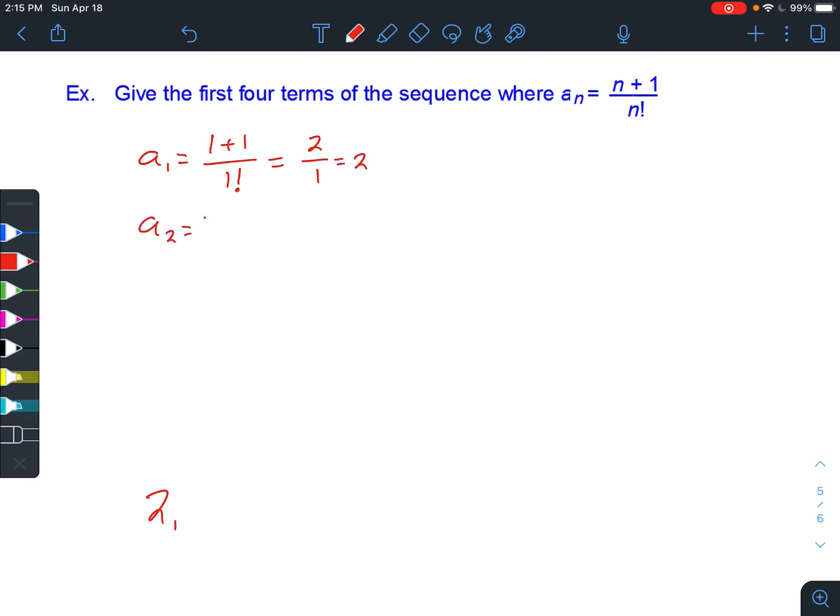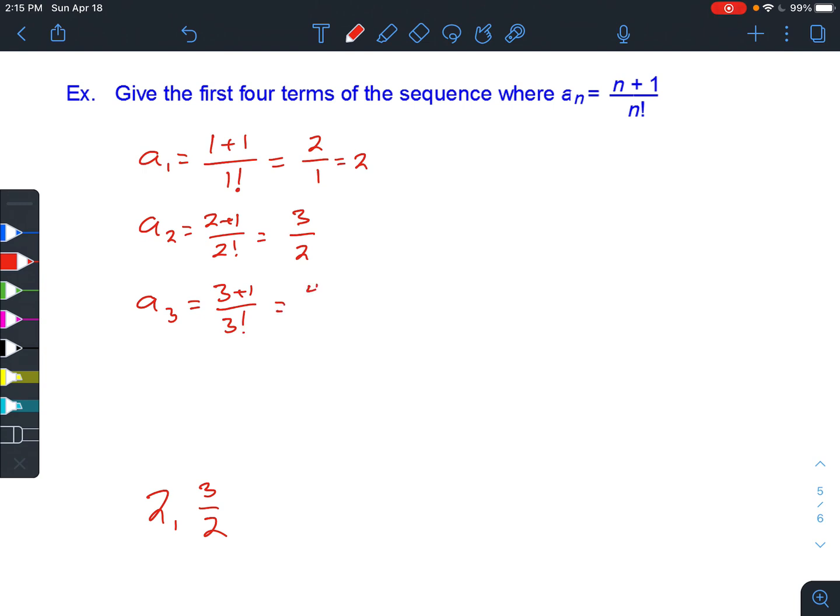All right, a sub 2, so again, 2 plus 1 over 2 factorial. All right, so that's a 3. 2 factorial means 2 times 1. Well, that's still 2, so that's not overly exciting. And 3 halves doesn't reduce. Of course, you could write that as 1.5 or something if you wanted to, but I'm not going to bother doing that. A sub 3, 3 plus 1 over 3 factorial.